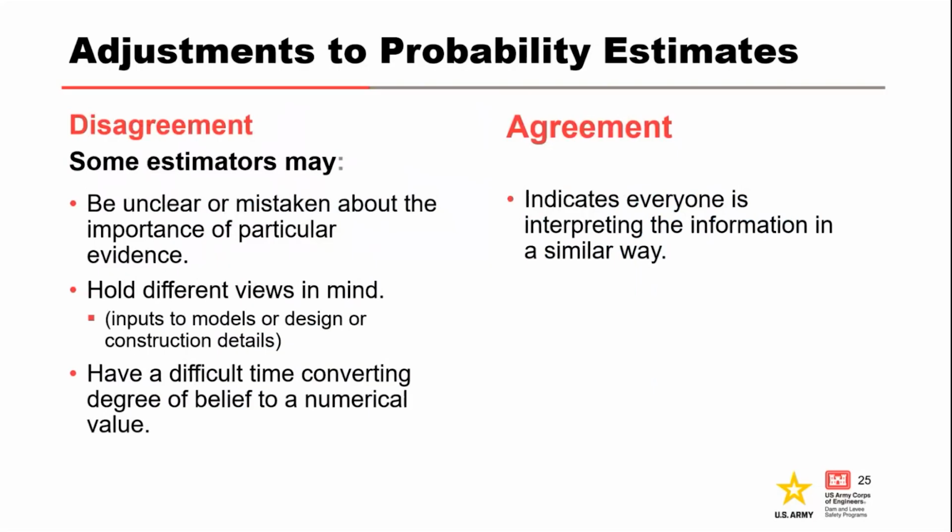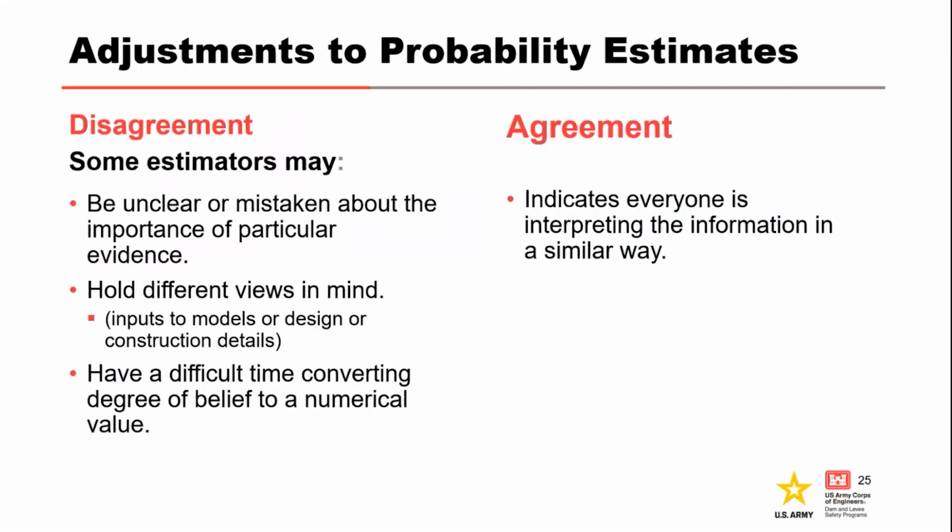So, adjustments to the probability estimates. It might be that some teammates could be having a difficult time converting their degree of belief into a numerical value. That's very hard to do. Maybe there's a piece of evidence that someone thought was something else and didn't quite clearly understand. That could be the case.